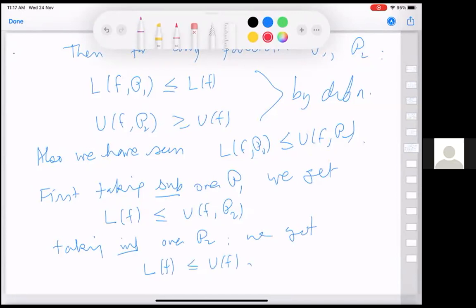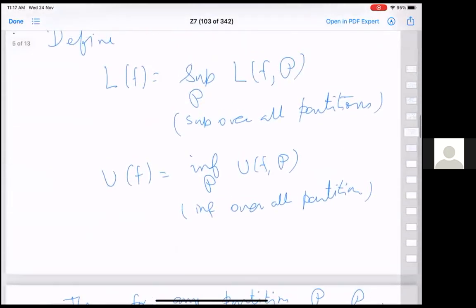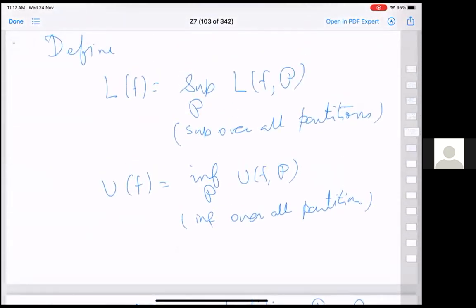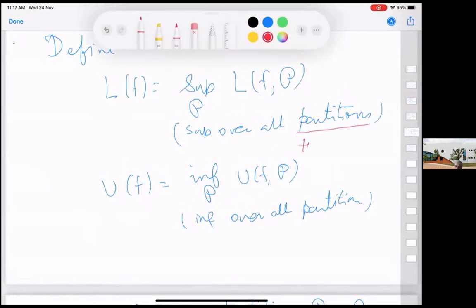So can you scroll up for a bit? Scroll up. Yes. Okay. So you're taking. Right now. And our all partitions are always finite partitions. Okay. We are only considering finite partitions. All right. Okay, so thank you.